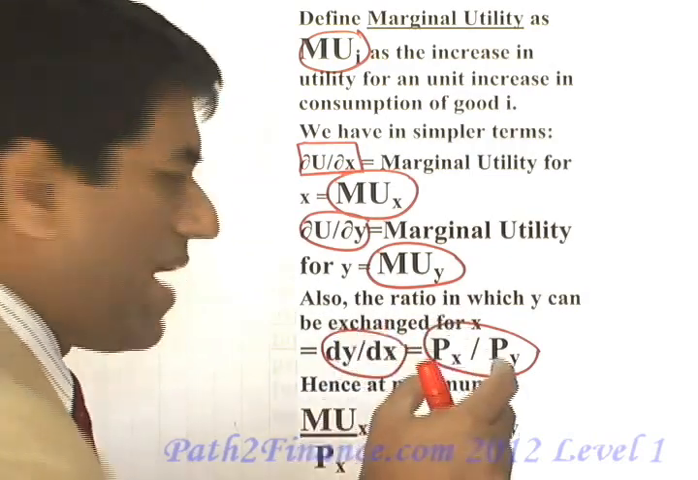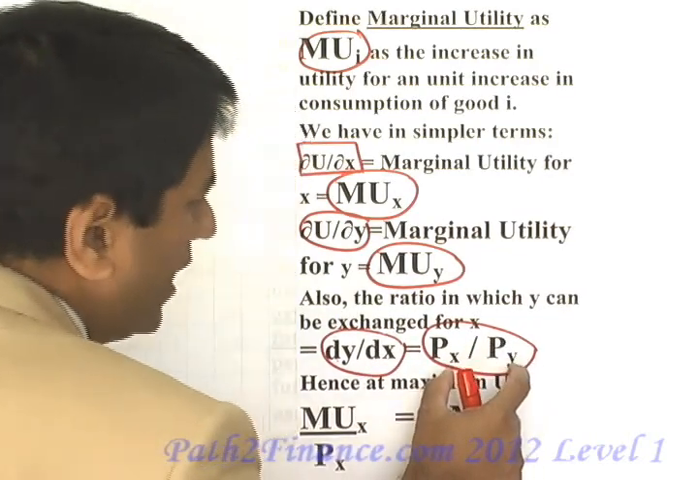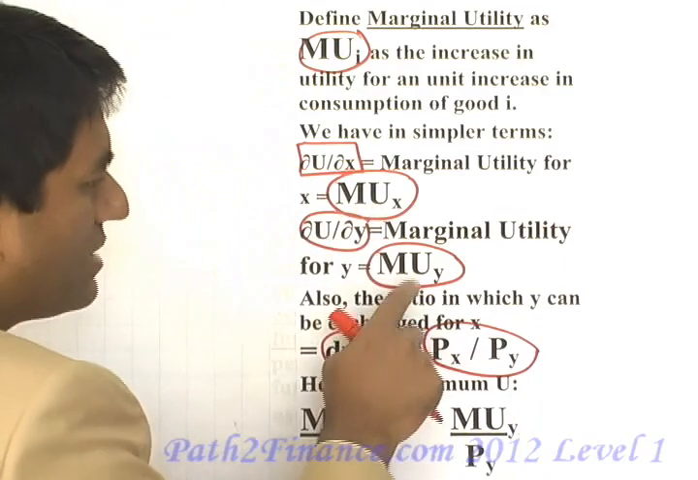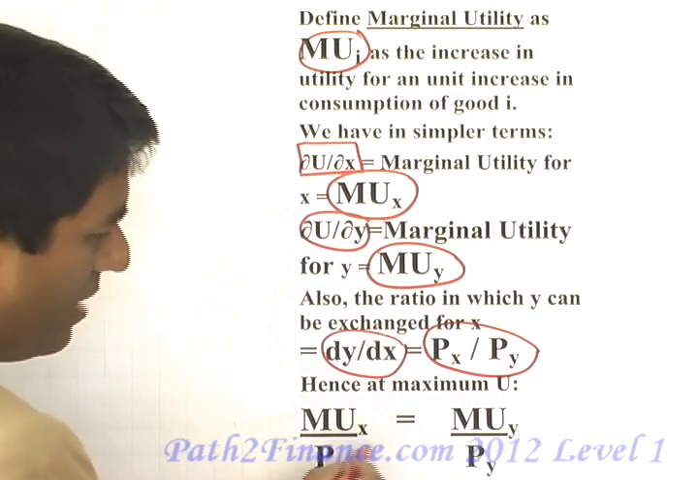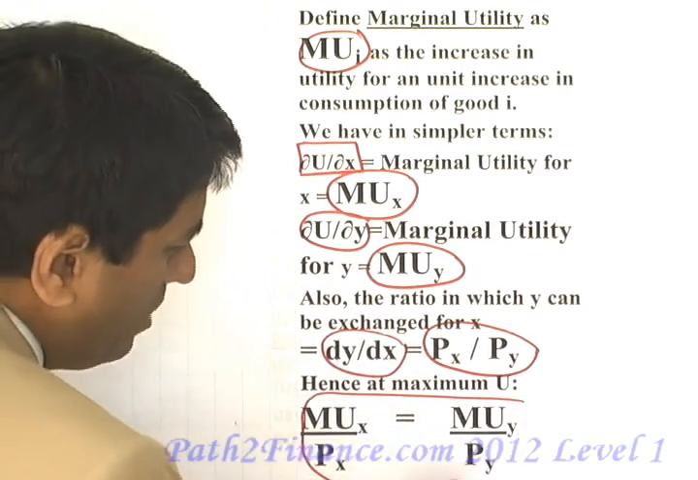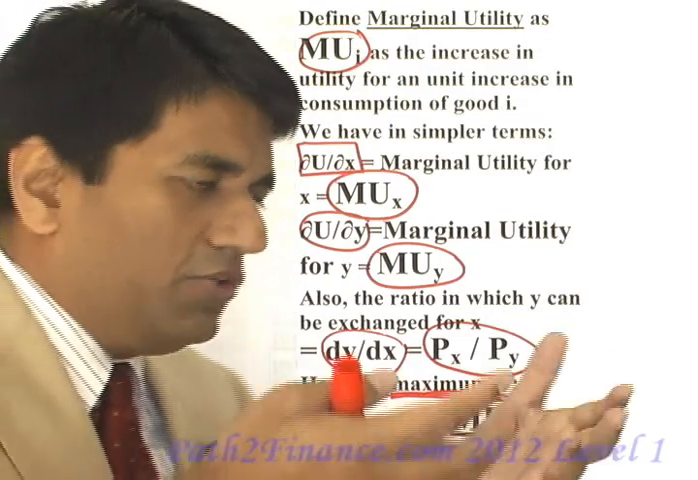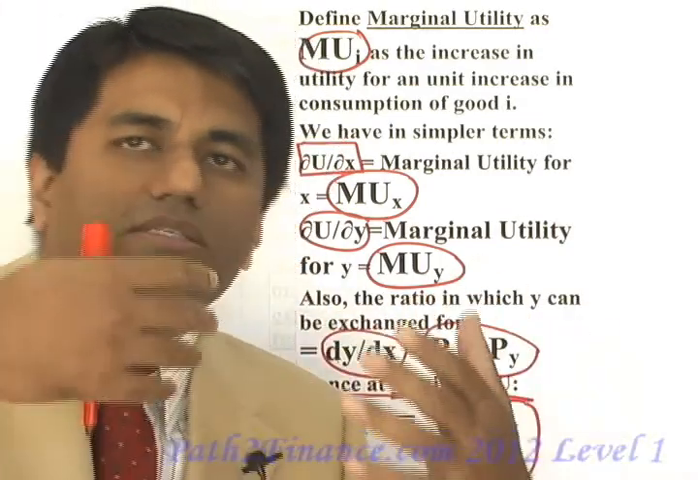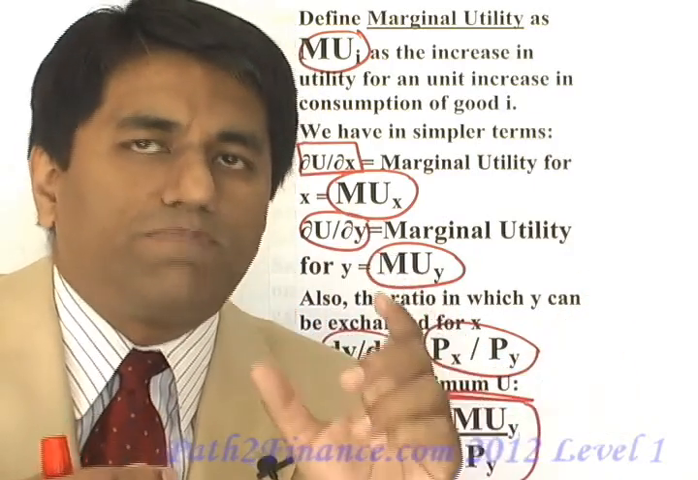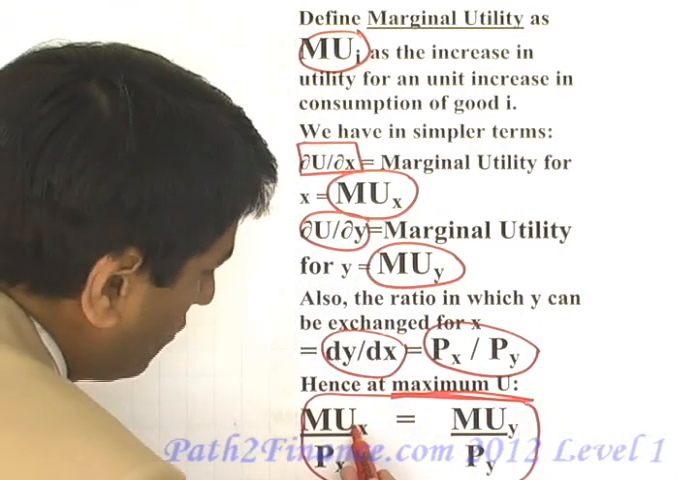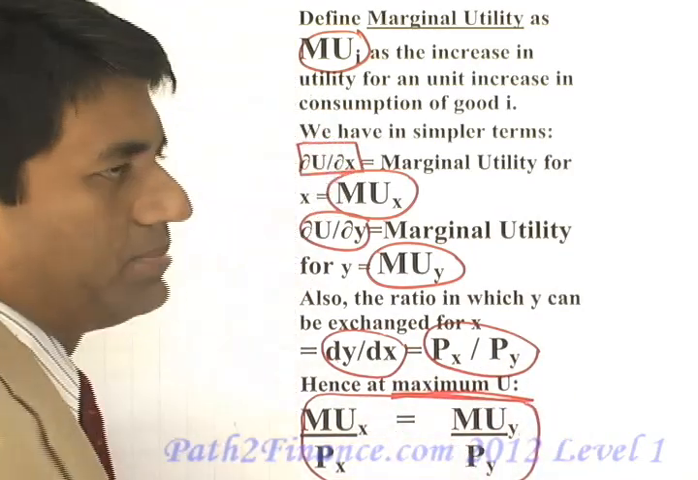So going back to the previous slide and substituting dy by dx equal to px divided by py, and putting in MUX and MUY in place of del u by del x and del u by del y, what we get is this equation: that at maximum u, so at the utility that you have when you've organized your consumption to get the maximum possible utility for your budget, for the amount of money that you have to spend, we are going to have marginal utility of x divided by price of x equals marginal utility of y divided by the price of y.